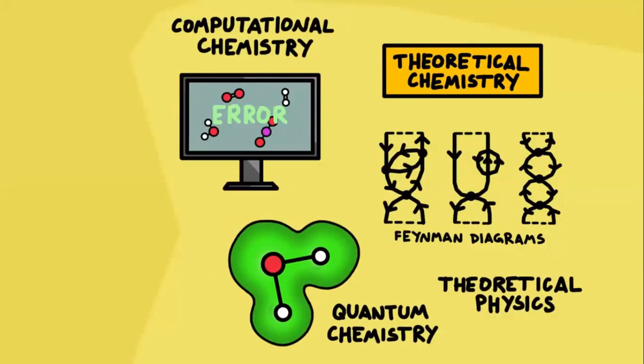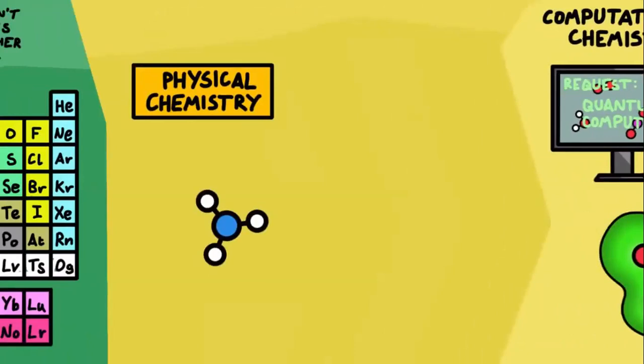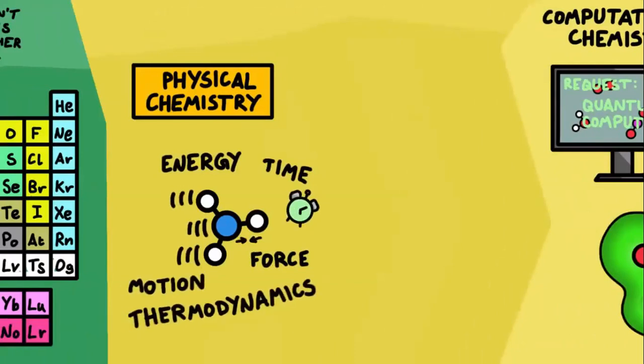What are the structures? How do they affect the presence? What are the different diagrams? What are the structural diagrams? There are many structural diagrams which we are going to go through. Then we are going to see physical chemistry. We are going to see the interaction of energy, force, time, motion, thermodynamics, kinetics.